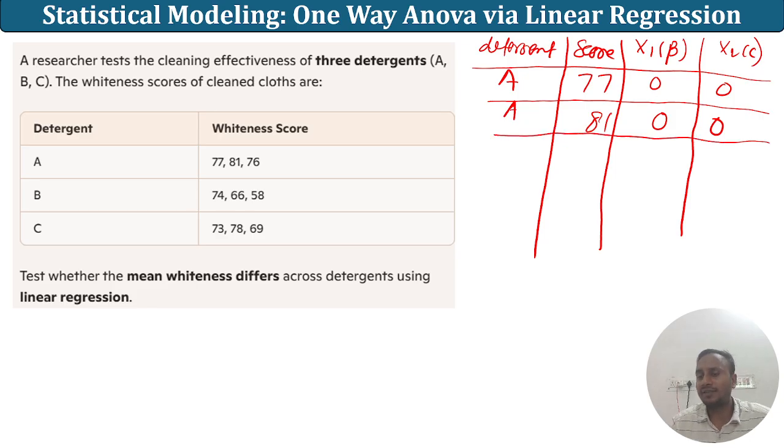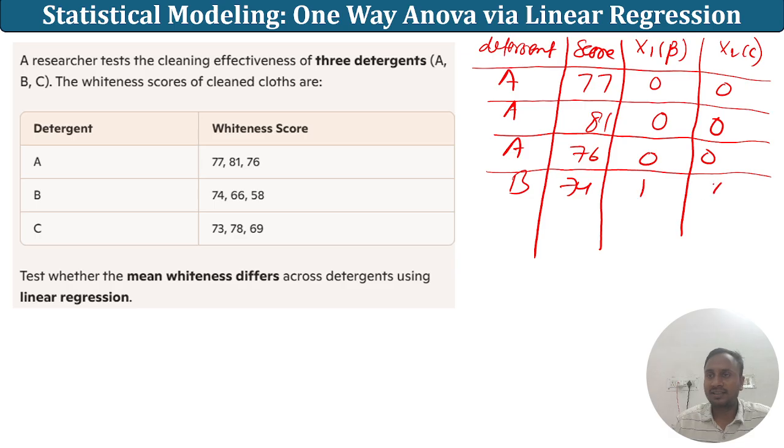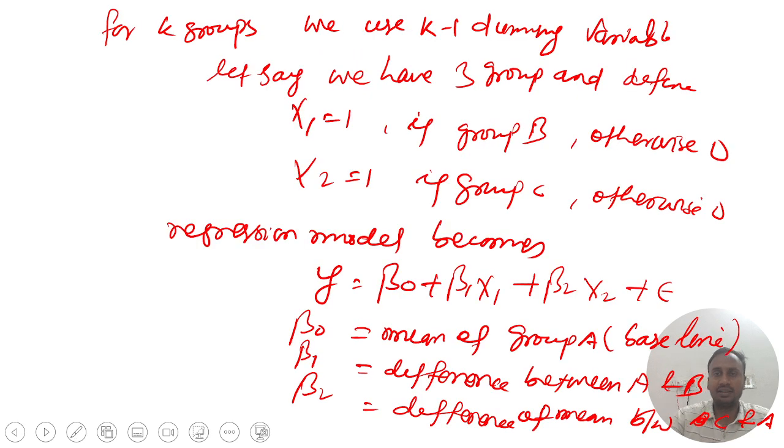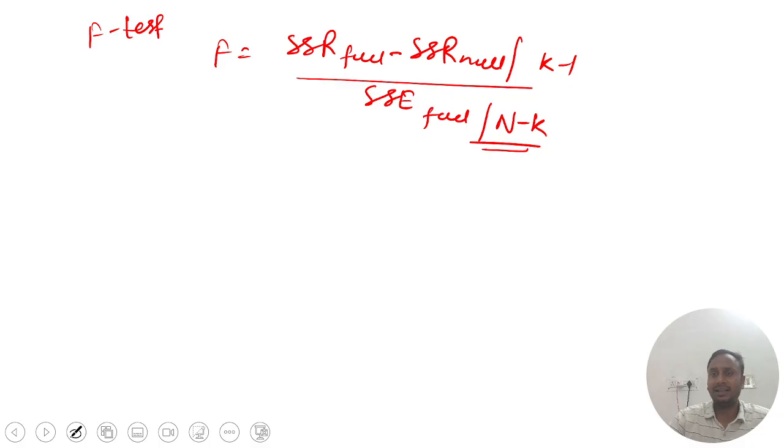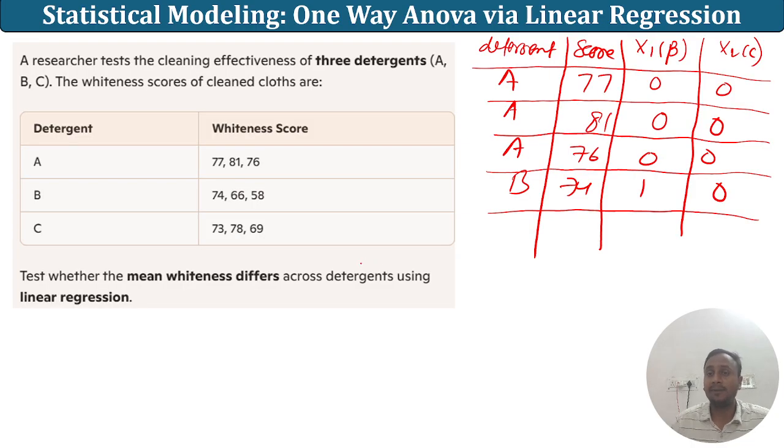We are trying to create X1 and X2. A, what we have? 76, 0, 0. Then we have B, 74, X1 will be 1. But B is a comparison of A and B, not B and C, so X2 will be 0. That we have defined here: X1 will be 1 if group B, otherwise 0. For group B it became 1, for group C it became 0. What is B? 66, 1, 0.